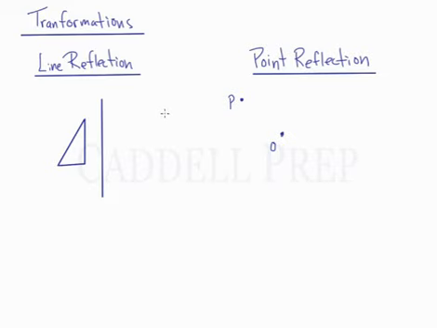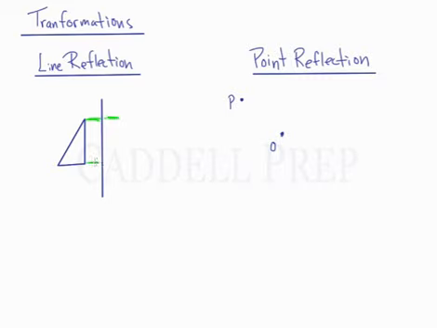Let's take a quick look at the different types of transformations. So first we'll start with the line reflection. What we're going to do is reflect this triangle over this line. So you're going to end up with an image of the triangle on this side. To reflect it, we take a look at how far this is from the line. It's this distance. So we go this distance on the other side.